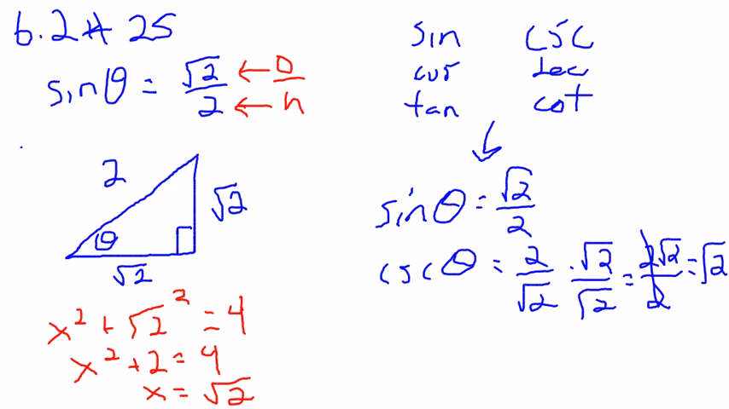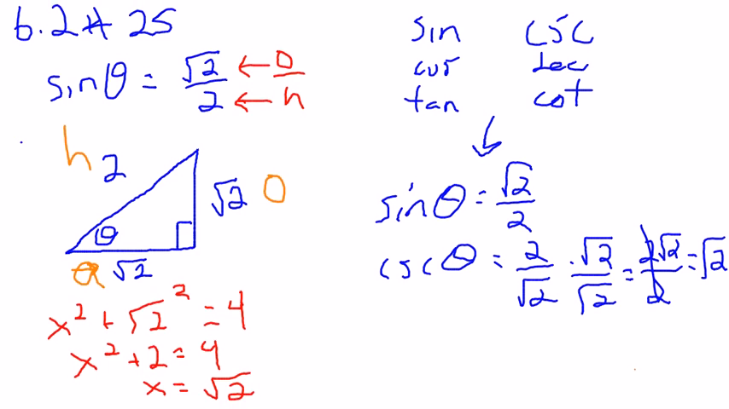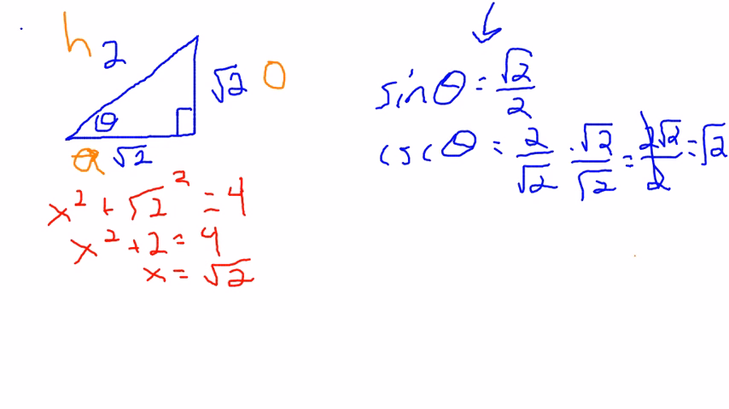Okay, so cosine of theta, that means we take this as the adjacent. Maybe I'll label them A, O, and H. So cosine is A over H, which is just root 2 over 2. Done. So in this particular triangle, probably not with many others at all, other than this one, the sine and the cosine are the same.